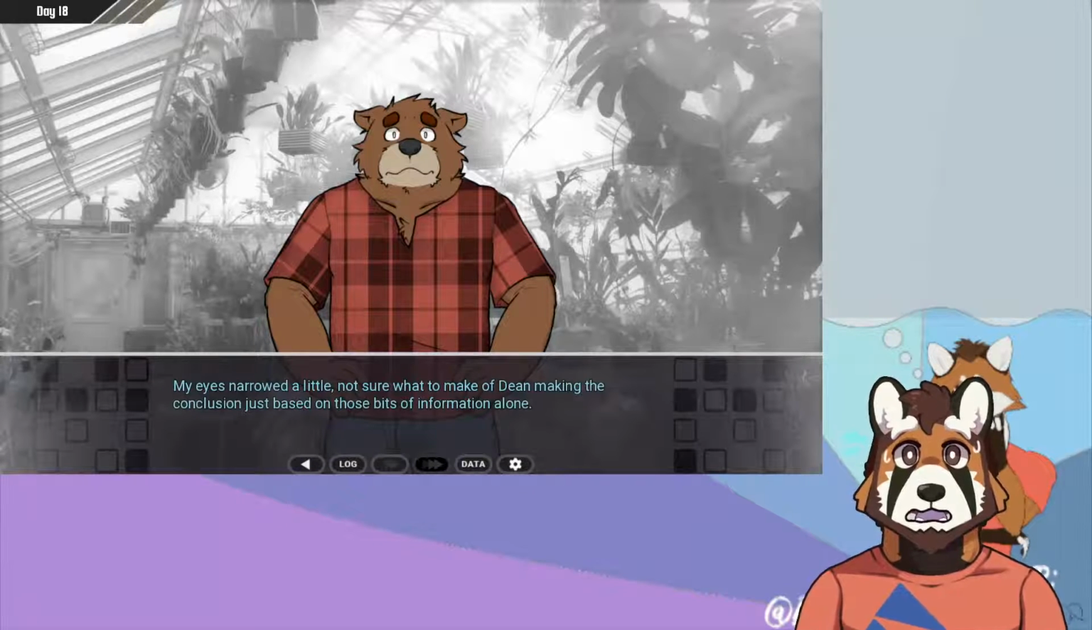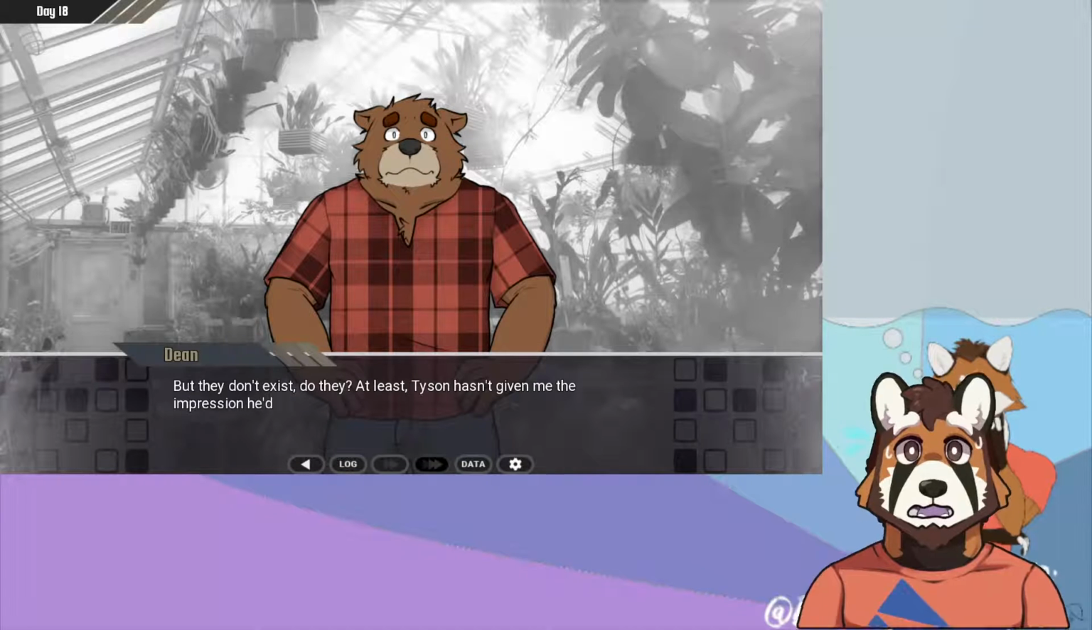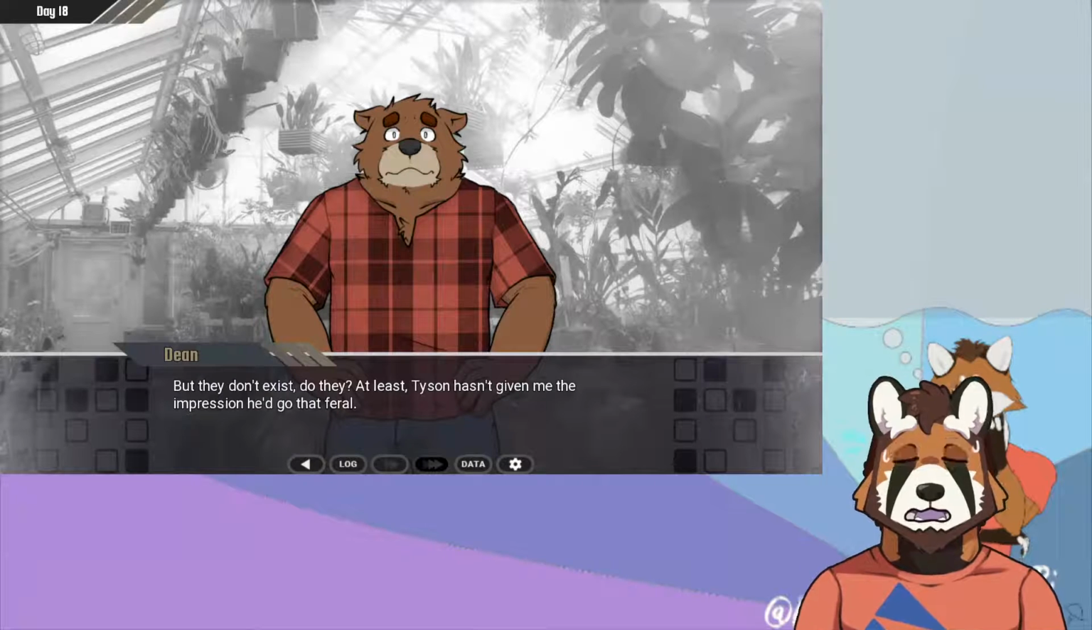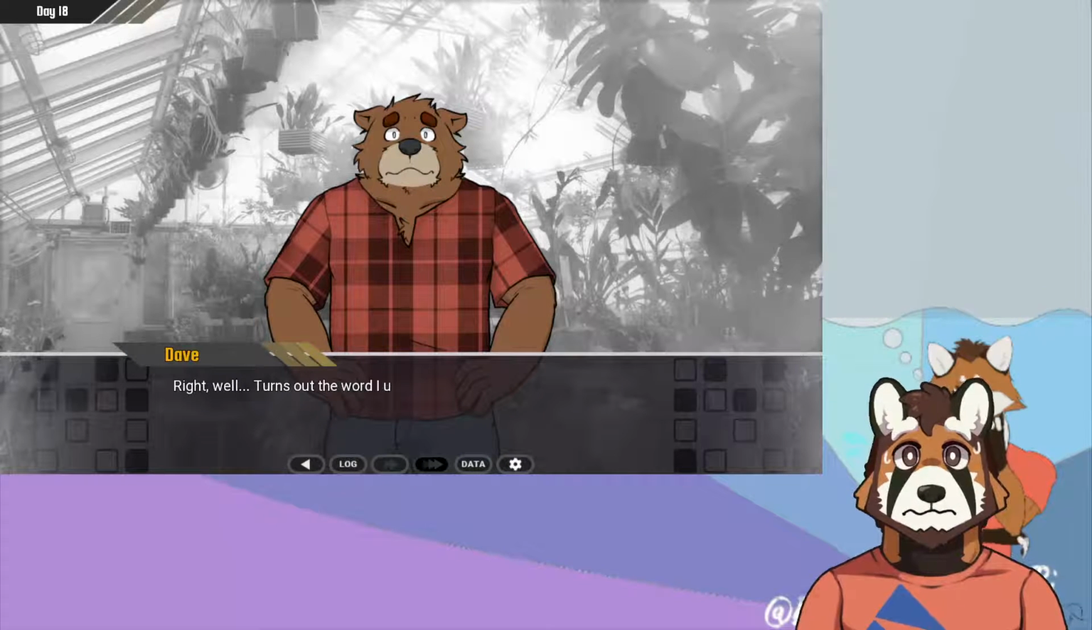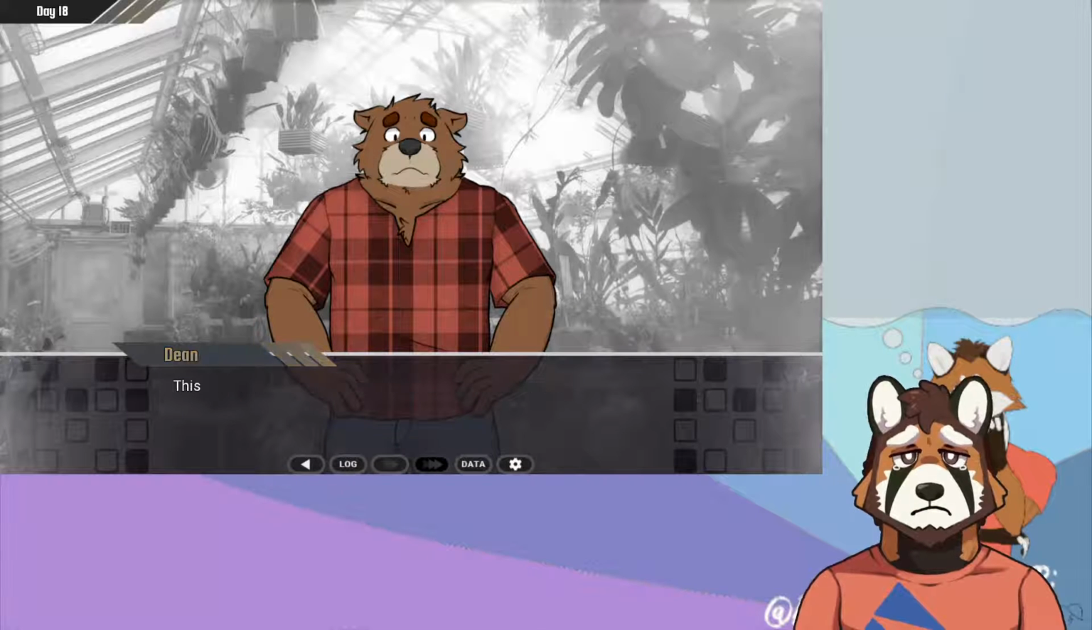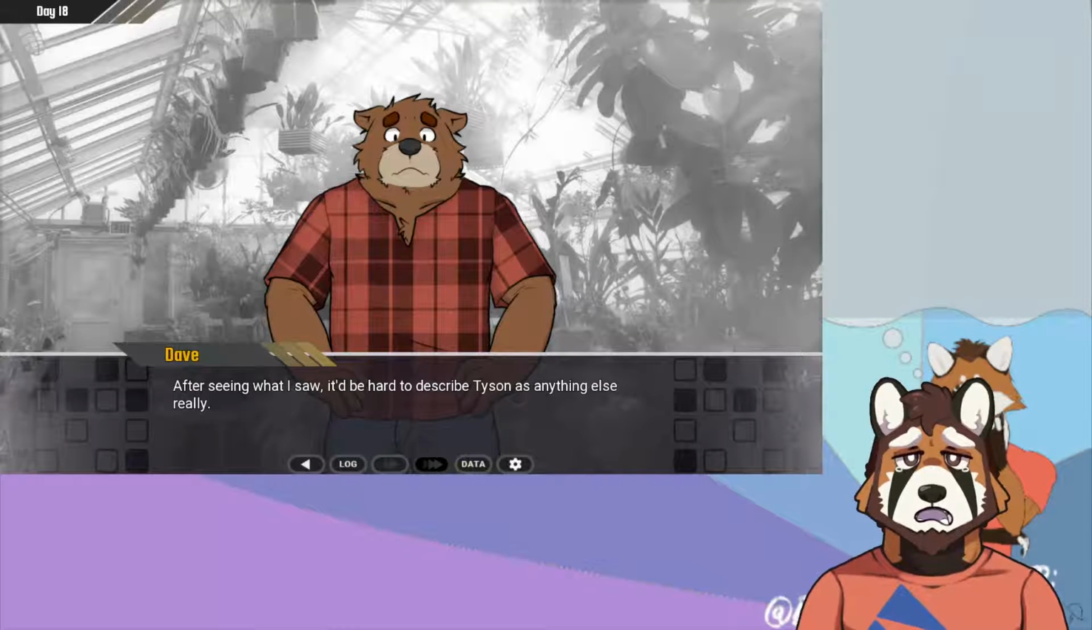My eyes narrowed a little, and they skipped a line. Not sure what to make of Dean making the conclusion just based on the bits of information alone. But they don't exist, do they? At least, Tyson hasn't given me the impression that he'd go feral. Right, well. Turns out the word I used was just that. Werewolf. This almost feels like a sick joke. After seeing what I saw, it'd be hard to describe Tyson as anything else, really.